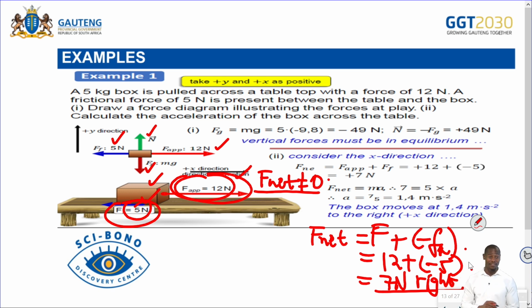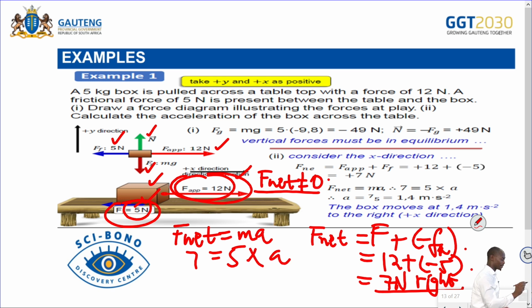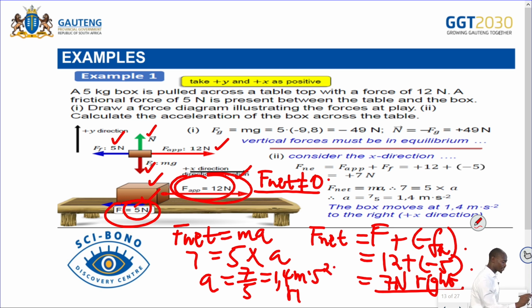So you can see there's net force that is acting on this object, which means that this object is accelerating. Right. So then they want acceleration. I know F net is equal to ma, right? So what is my F net? It is 7, and then the mass of this object is given. It's 5. Then I'm multiplying that by acceleration. So my acceleration will be 7 divided by 5, which is equal to 1.4 meters per second squared. In which direction? To the right. Okay? Remember, this is positive.